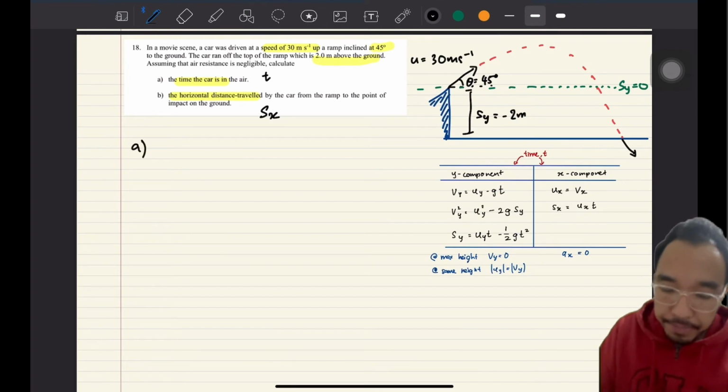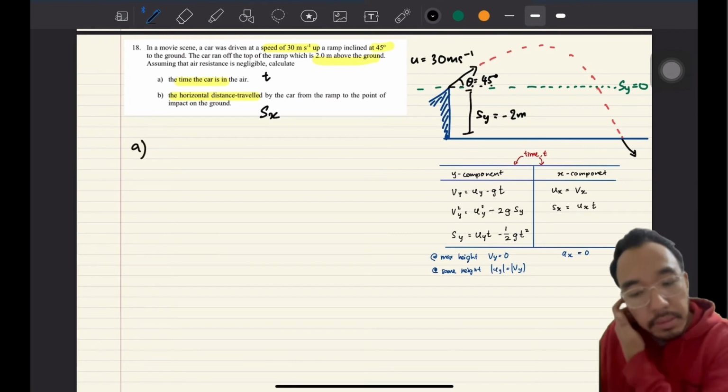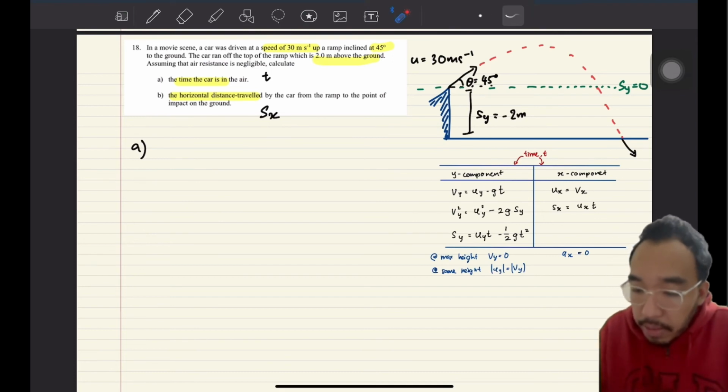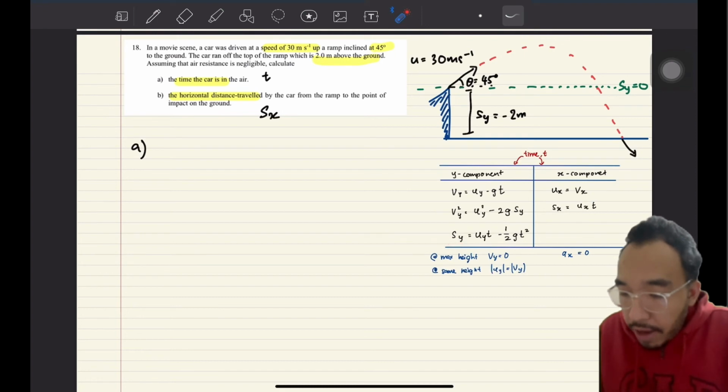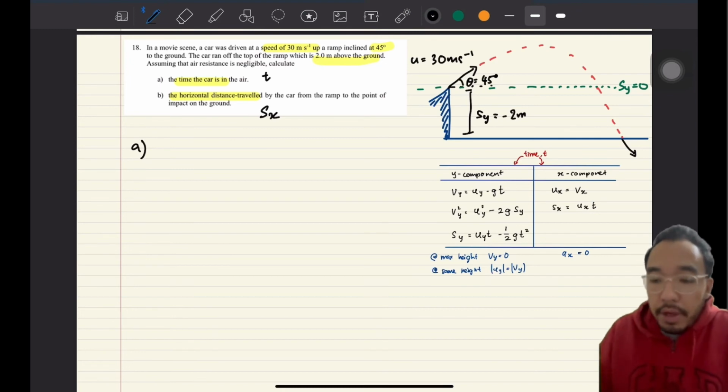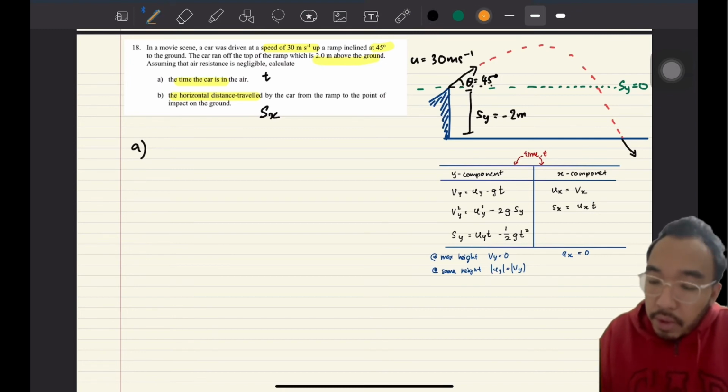Okay, A. You can use Sy straight away, because you have the Sy. You don't have the Vy, so I don't recommend using this one, or else you have to find Vy first. But remember, if you want to use this one, you need to find the Uy. Like I told you before, even if the question doesn't ask you specifically to find the Uy and Ux, it will be best if you do that first, because that is part of the information given.